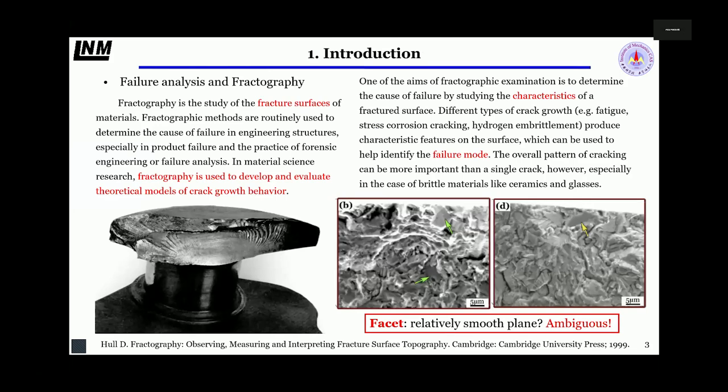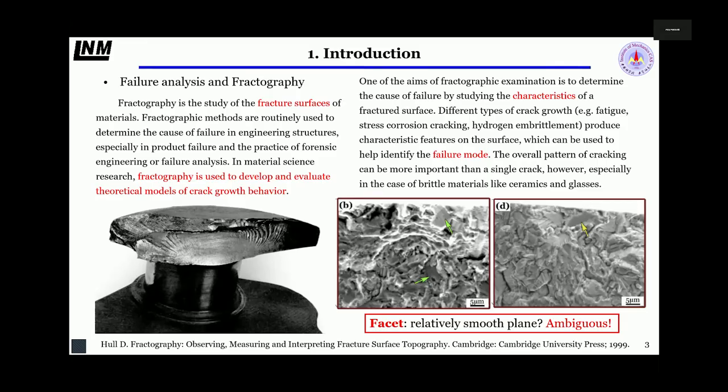It is well known for failure analysis. Fractography is one of the important approaches, and the other one is the S-N curve, based on Basquin's law, to determine fatigue strength and fatigue limit to predict life and performance. The other method is the da/dN curve to measure fatigue crack growth, and then the fracture surface is used to develop and evaluate theoretical models of crack growth behavior depending on the detailed fracture surface. So that is very important.